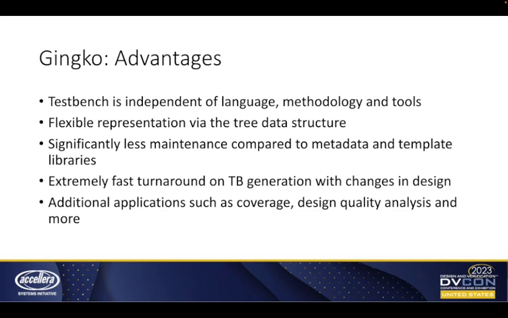So Jinko is a code generation framework based on a tree structure. It is independent of language and methodology, so it can be applied to most of the use cases in our industry. Using Jinko for testbench code generation, we don't need to maintain and manage any metadata or template libraries, which makes it super easy for us to regenerate the whole testbench when the design changes during the execution stage. And of course, we can use Jinko to generate a modern testbench, like I said, the document and the coverage, or even the debug facilities.